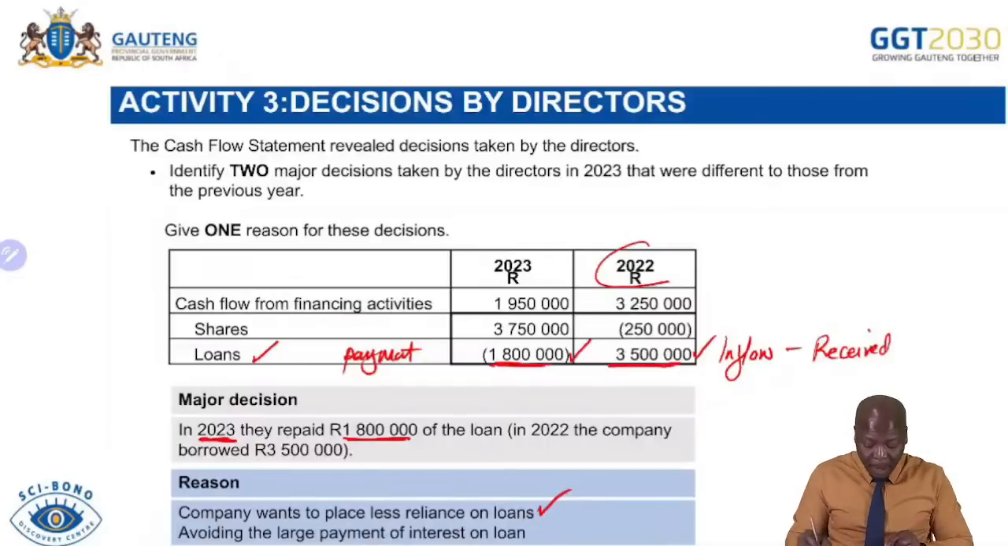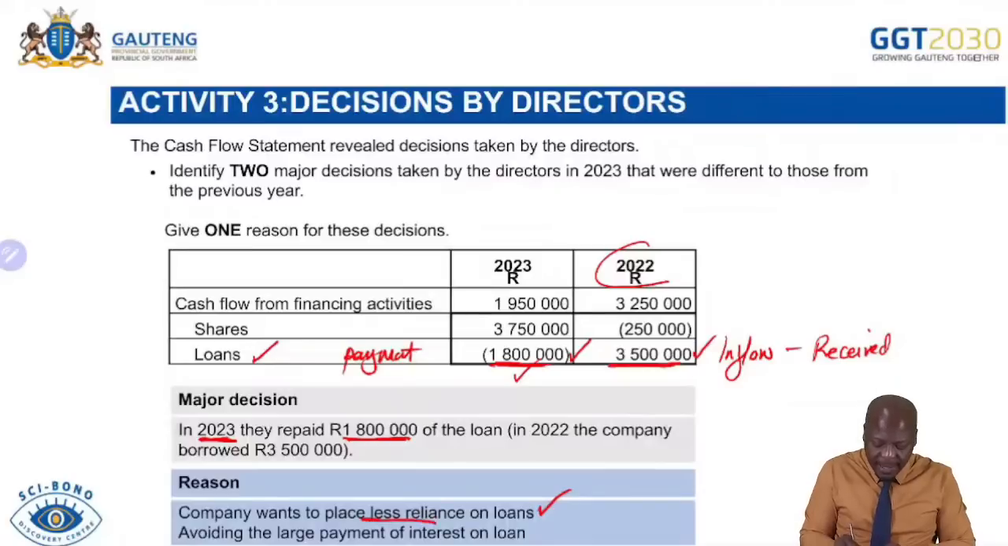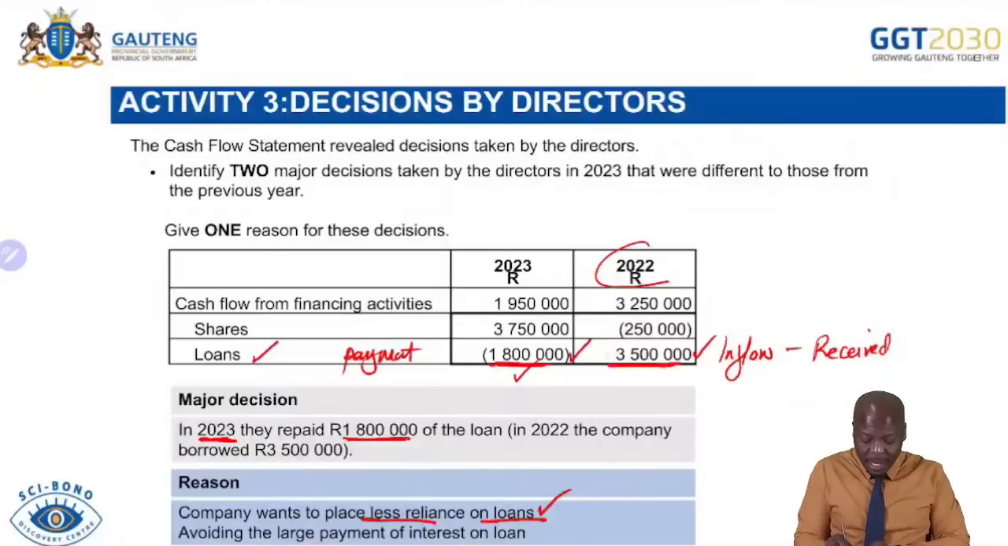Remember, when we talk about the debt equity in terms of risk and gearing, the moment we have more loans, there is more risk. And you can see that here the company is trying to pay back the loans. That is, they want to place less reliance on the loans. They don't want to rely more on the loans. Hence, they are paying back the loans.